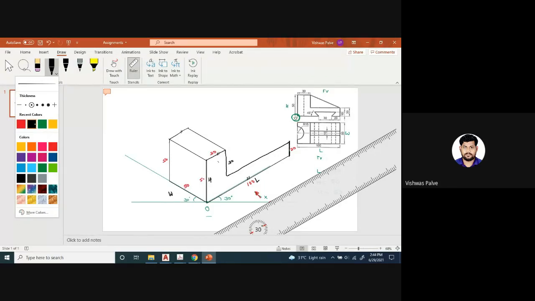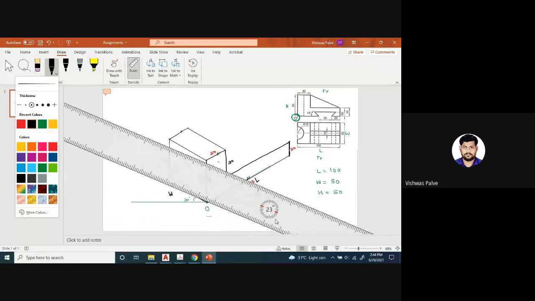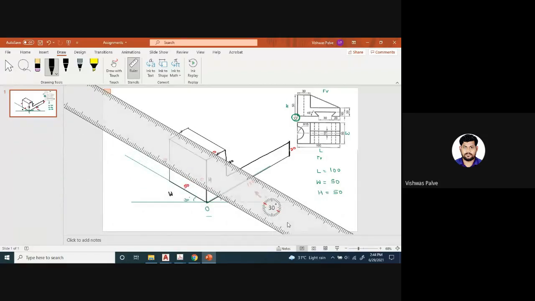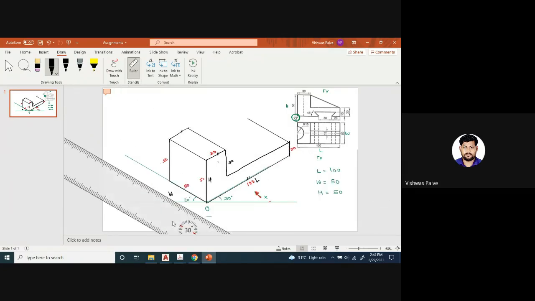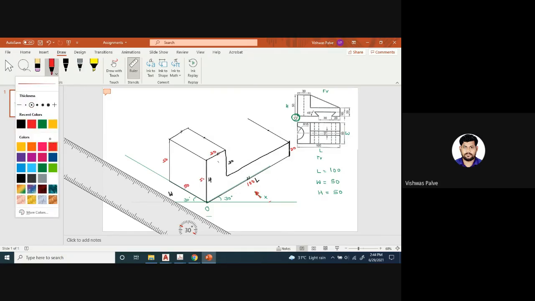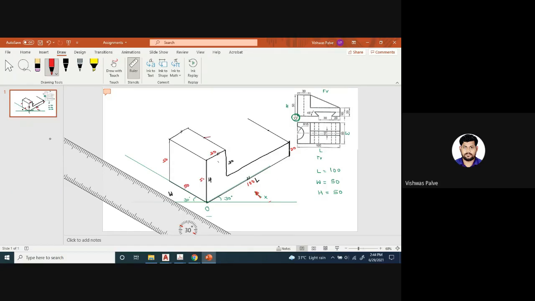For that, you have to set the roller scale parallel to the 30-degree inclined line to the left isoplane. Set it parallel. I will draw it here again. You have to draw a 50-millimeter inclined line. Then find out the midpoint of this, and you can easily connect the midpoint. I will draw the inclined center line. So this is the center line.